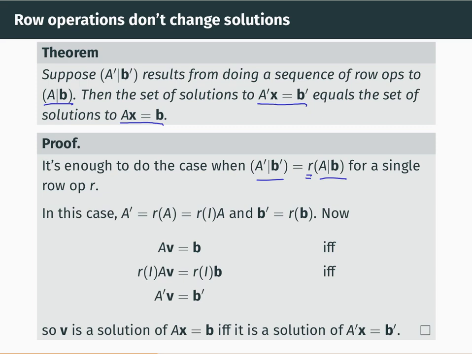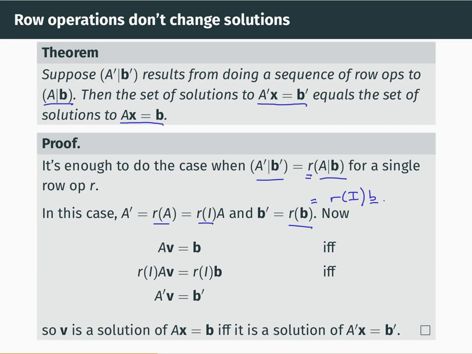So in that case, because of the way row operations work, A prime will be the same as R of A, and we know that doing a row operation R to A is the same as multiplying A on the left by the elementary matrix R of I. Equally, B prime will be R of B, and of course that will be the same as multiplying B on the left by the elementary matrix R of I.